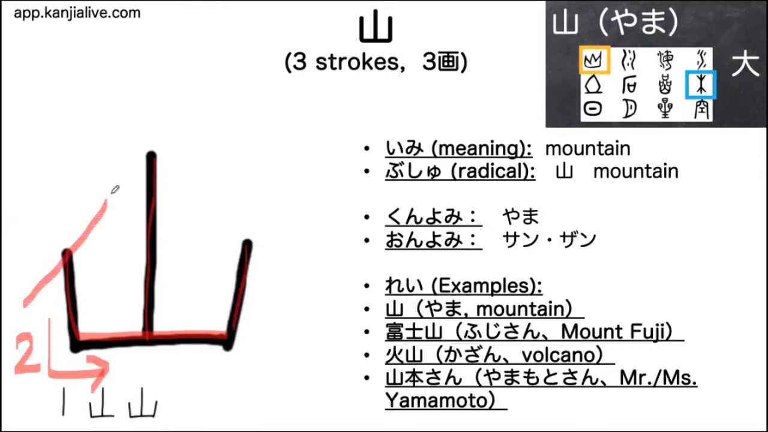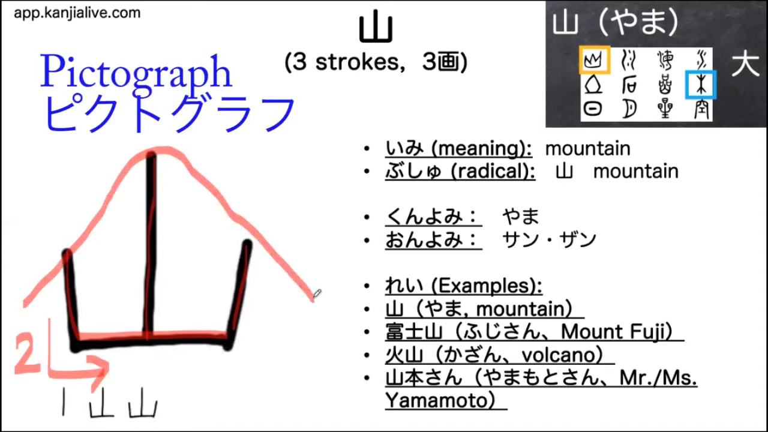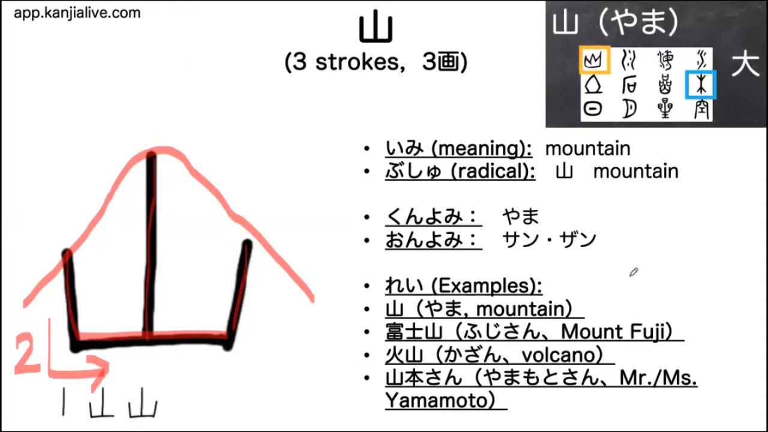And look at this. This is like a mountain, right? The shape of the mountain. So this is called pictograph. So kanji originated as pictographs, and some of the characteristics still remain their pictorial qualities. So for example, look at this picture in the orange square. So yama developed from this picture. Also look at this. Dai actually developed from this pictograph. That's how kanji developed for a long time.